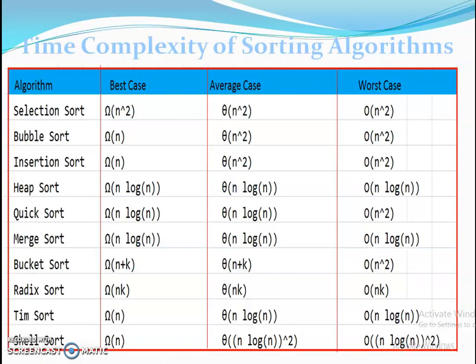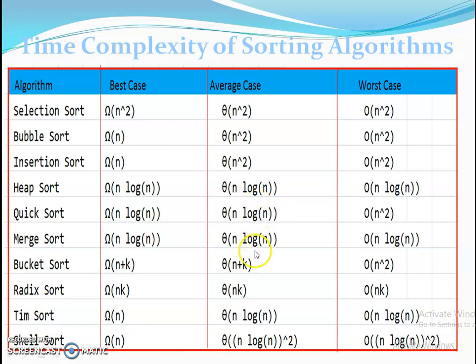Here I have summarized the sorting algorithms' time complexity. Selection sort, bubble sort, and insertion sort take big O of n square time in the average case and worst case. Here I have used different notations, but we can use big O notation for all the cases. Then heap sort, quick sort, and merge sort take n log n time in best cases and average cases.